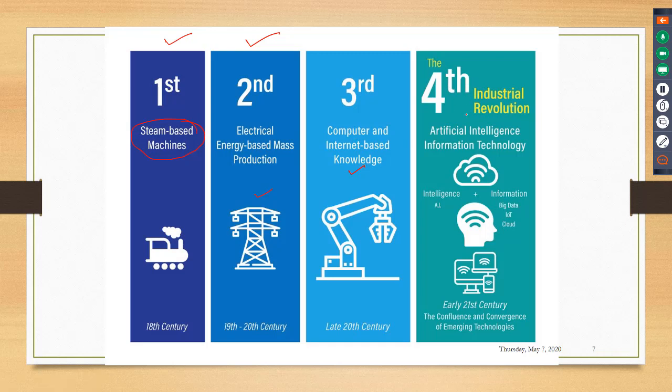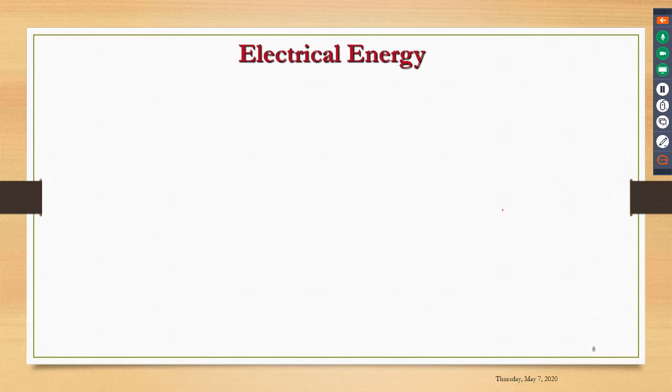Then the fourth industrial revolution took place, and it is only because of more automation, because of artificial intelligence and information technology. And this is real, in fact it is happening nowadays. If we see, the whole world is now moving towards artificial intelligence. So let us talk about electrical energy a little bit, an introduction to electrical energy and the historical background.